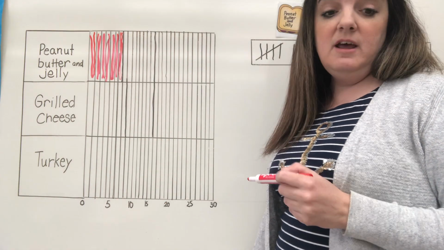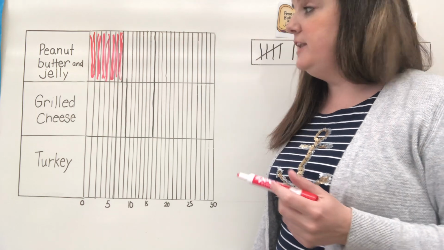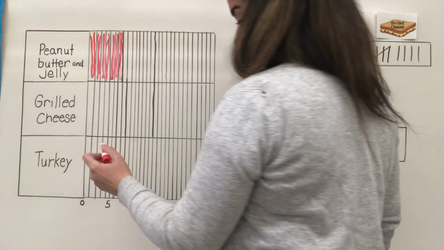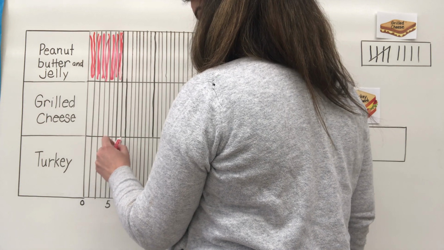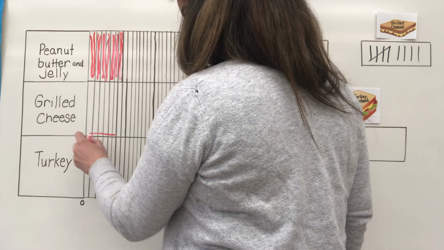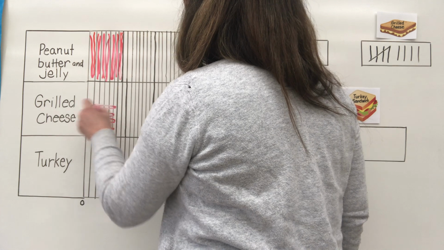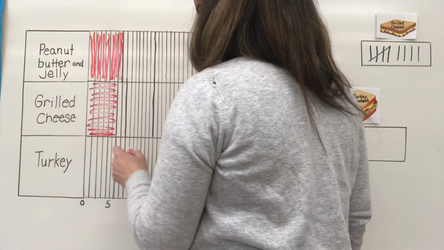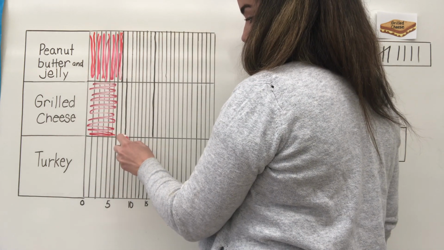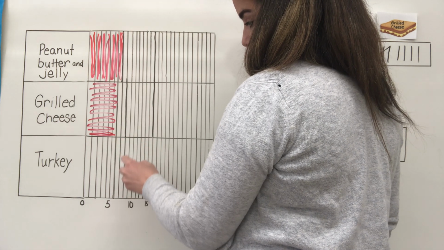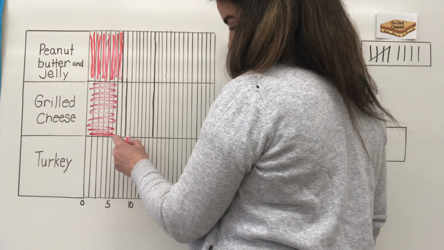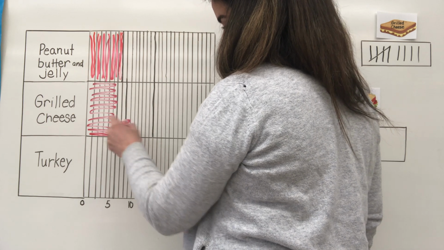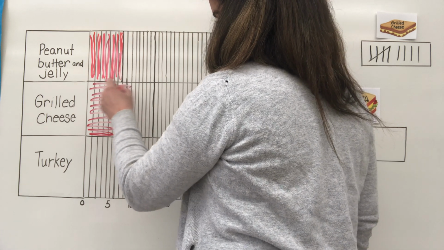Now, the next one was grilled cheese. There were 9 that liked grilled cheese, so we're going to fill in, let me try it this way. Let's see here, 5. So I'm going to fill in 5. And then I need to go 4 more, 6, 7. Here's the 10, so we're going to go right before the 10. So right there. So that's 9.